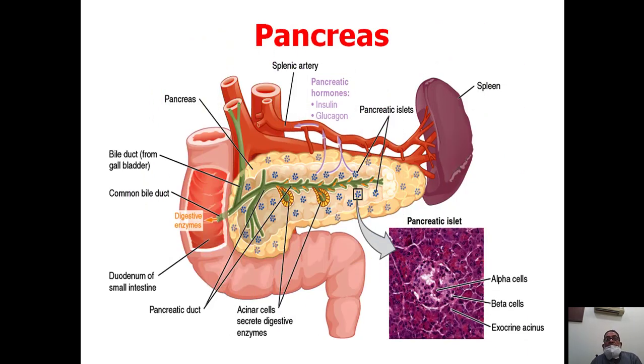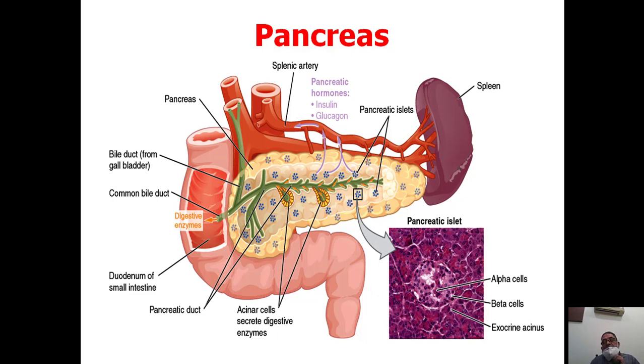Now we move on to the next very important gland, that is the pancreas. Now you all know the pancreas is the important gland which is situated in the retroperitoneal space posterior to the stomach and above the transverse colon. It is both exocrine and endocrine. So this pancreas is meant for the secretion of very important hormones, that is insulin, glucagon and somatostatin.